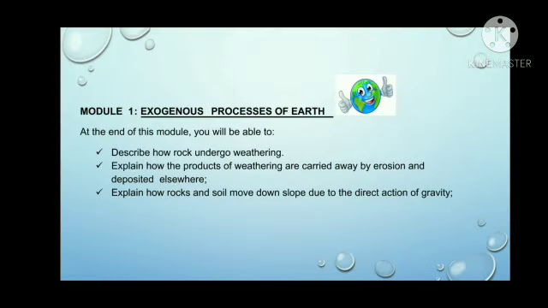Good day class, so for today's lesson, we will discuss Module 1, Exogenous Processes of Earth. At the end of this module, you will be able to describe how rocks undergo weathering, explain how the products of weathering are carried away by erosion and deposited elsewhere, explain how rocks and soil move down slope due to the direct action of gravity.